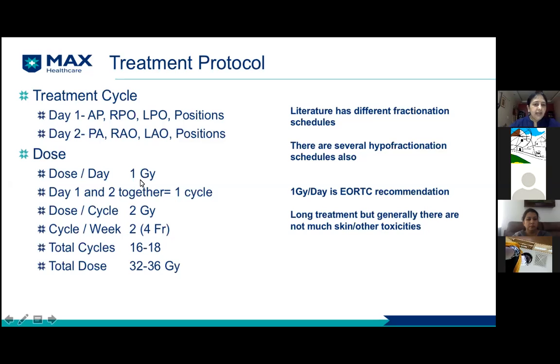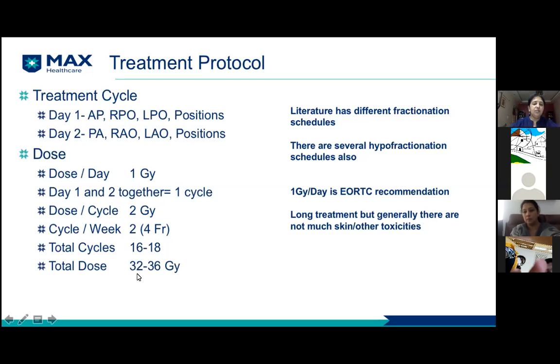Dose per day is 1 gray. So day 1, patient is getting 1 gray to these areas. Day 2, patient is getting 1 gray to these areas. Day 1 and day 2 together is called as one cycle. So dose per cycle is actually 2 gray. So over 2 days, patient gets 2 gray to the entire surface of the body. We give them 4 fractions per week, 2 cycles per week. Total cycles are 16 to 18.